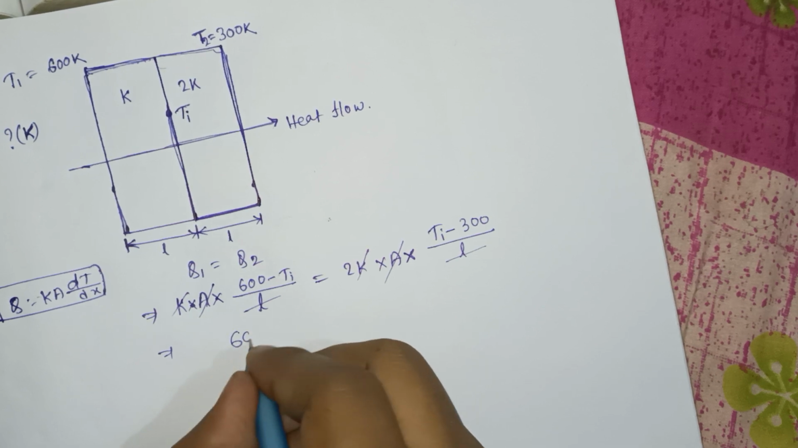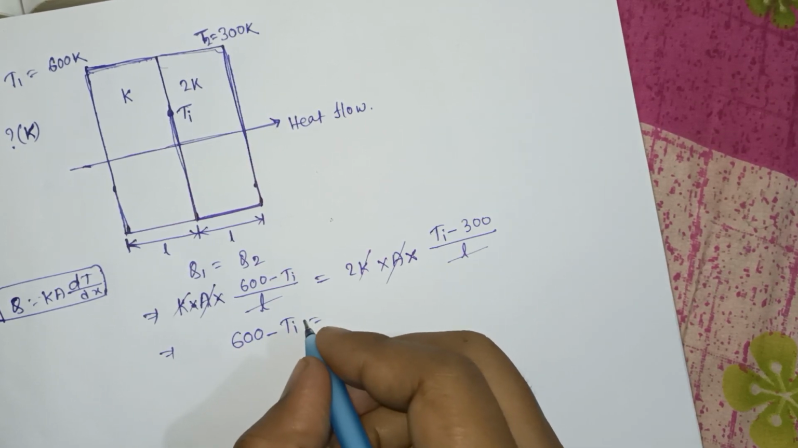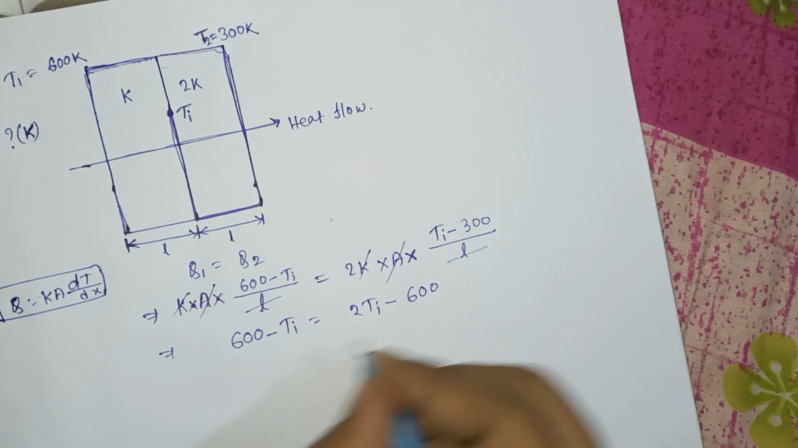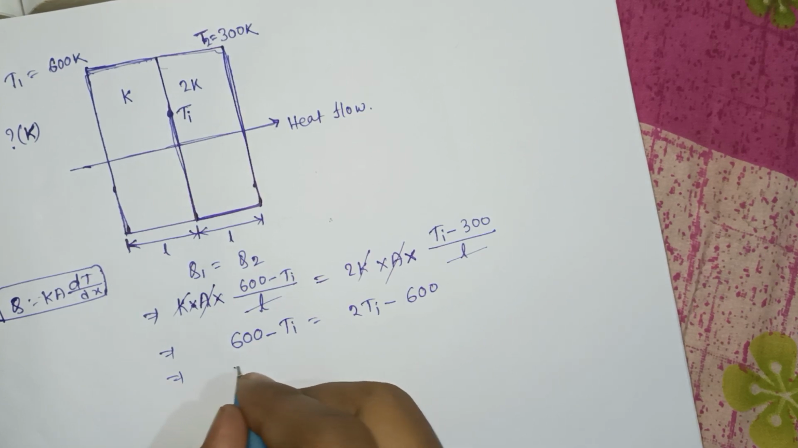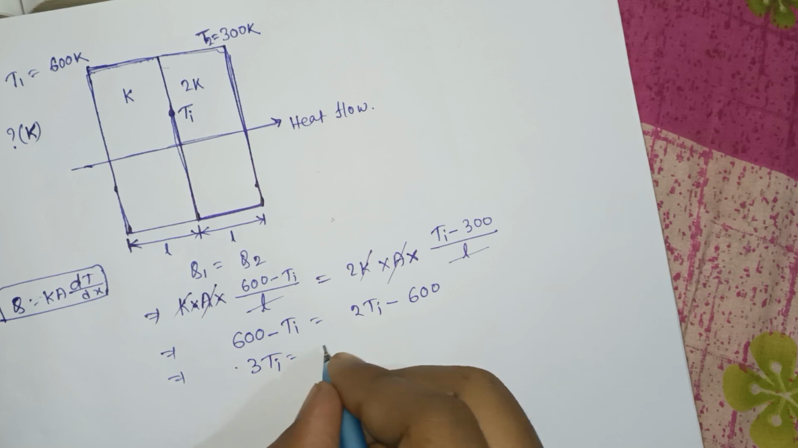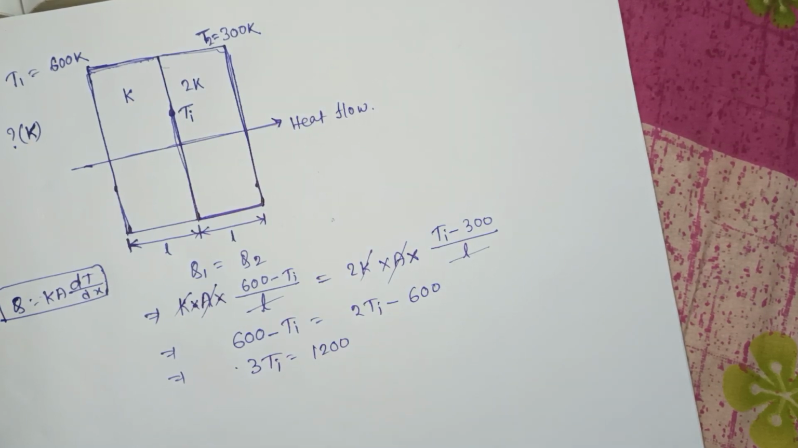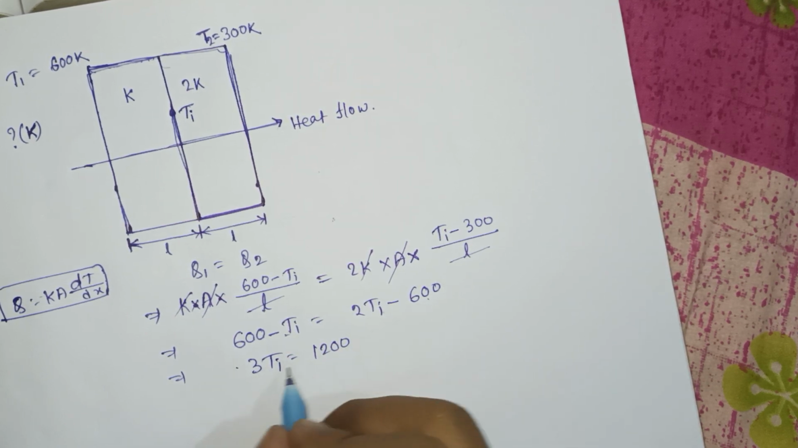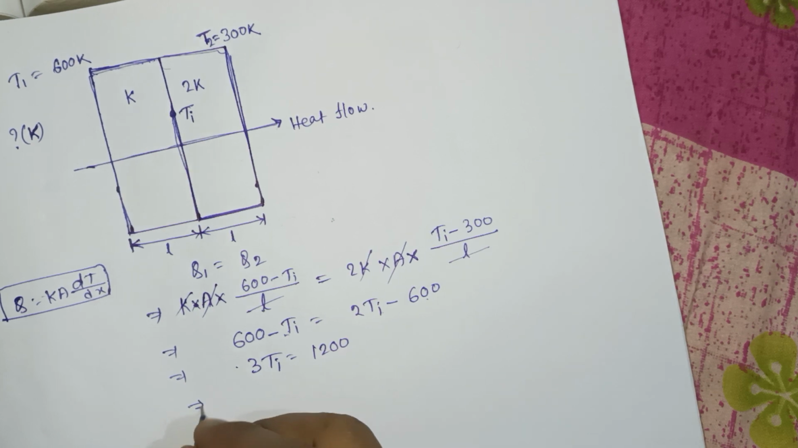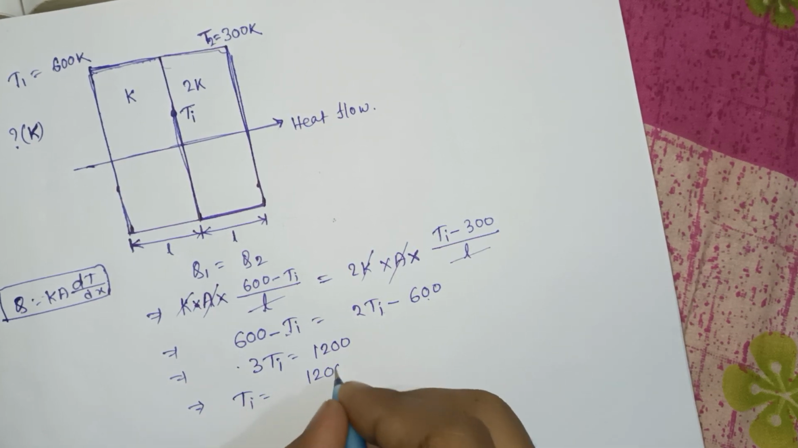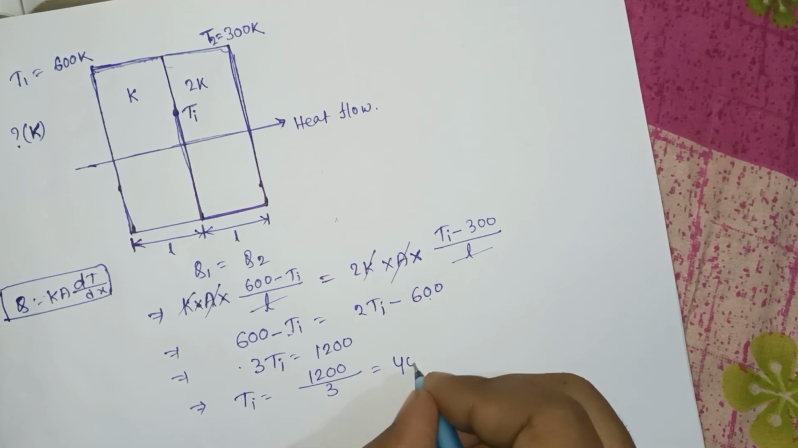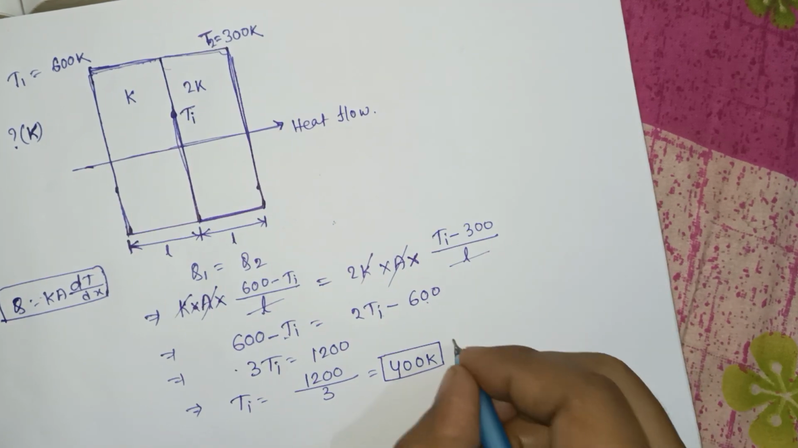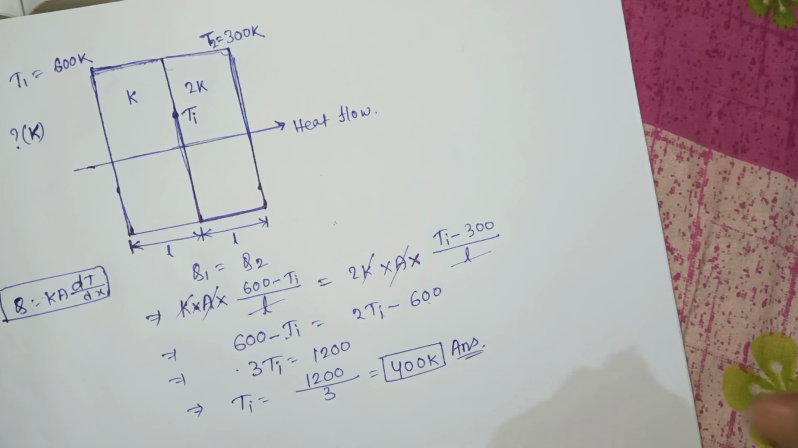So 600 minus Ti is equal to 2Ti minus 600. Taking Ti to one side and 600 to the other, 3Ti equals 1200. So the value of Ti is 1200 by 3, that is 400 Kelvin. So this will be the correct answer.